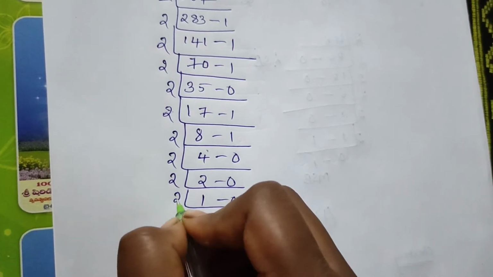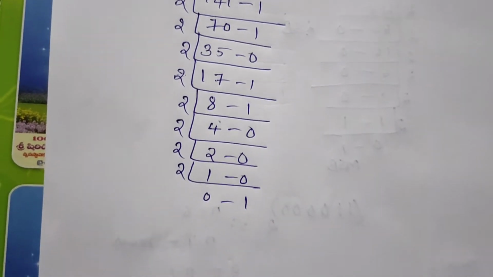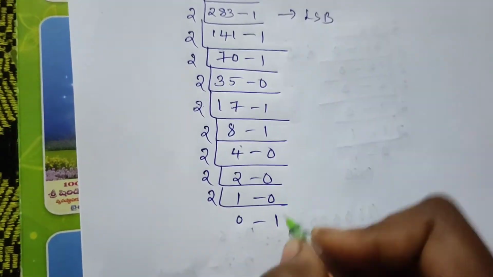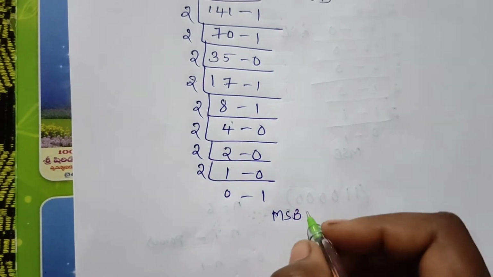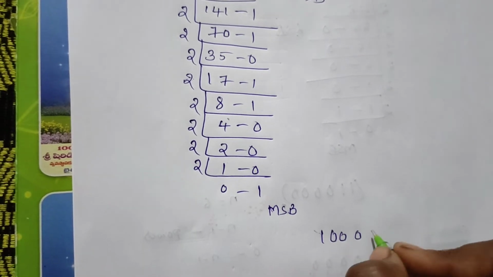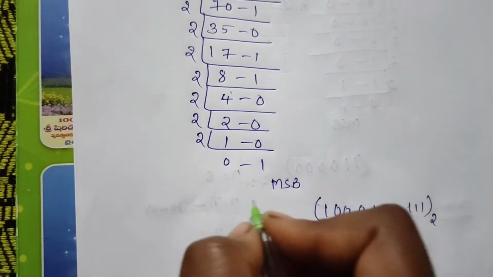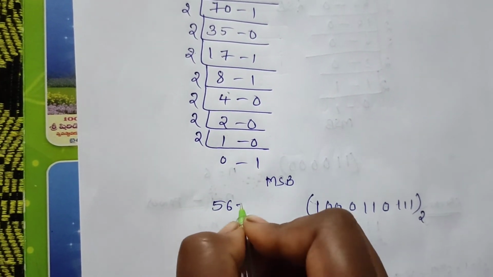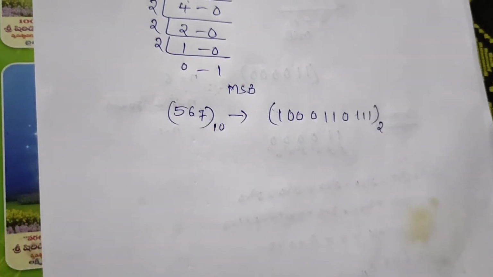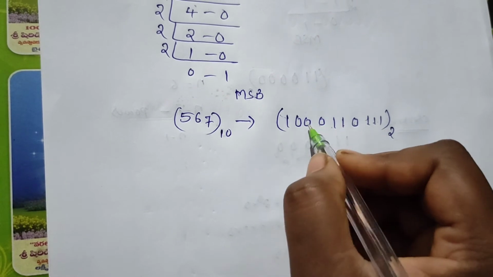Divide, and the last obtained remainder is the MSB and the first obtained remainder is the LSB. So take down from MSB to LSB, or you can take from LSB to MSB also. You need to write from right to left, and I think this is better than writing from left to right. So this is the decimal value converted into binary: 10001110111.